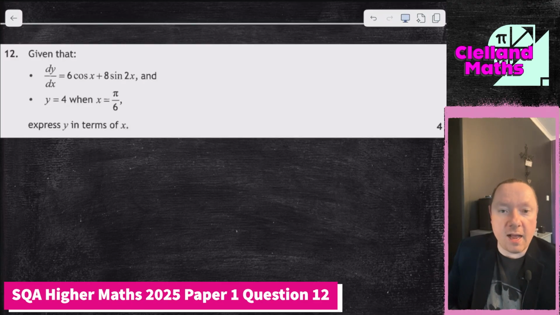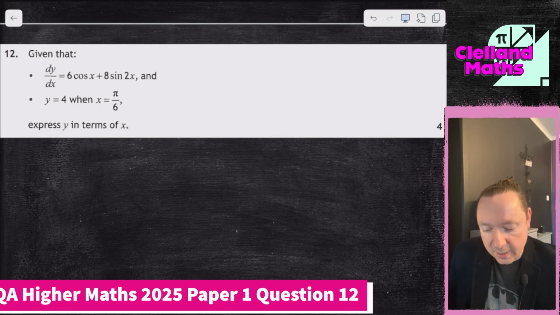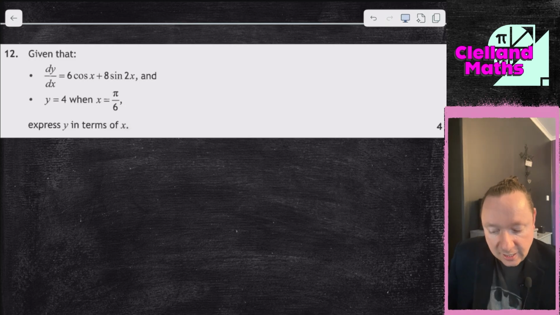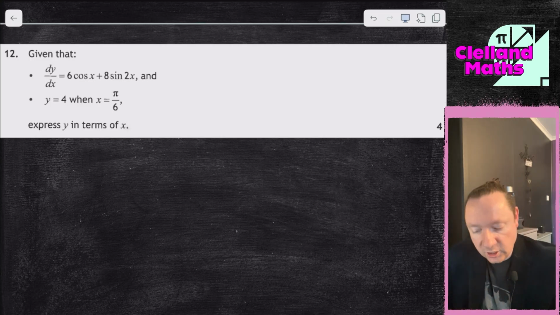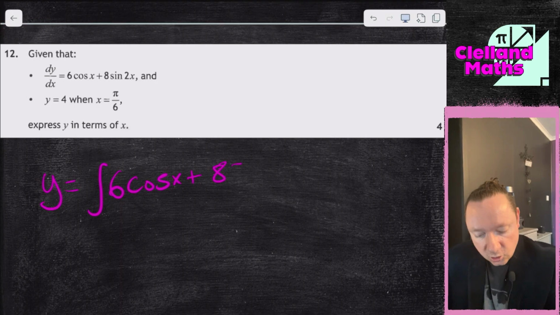SQA Higher Maths 2025, Paper 1, Question 12. Given dy by dx is 6 cos x plus 8 sine 2x, and y is 4 when x is pi over 6, express y in terms of x. So we're told the derivative and told to find y, so it's a differential equation. That means that y just equals the integral of dy by dx, which is the integral of 6 cos x plus 8 sine 2x dx.